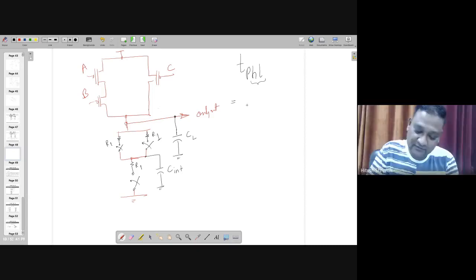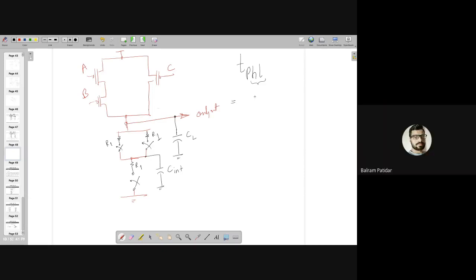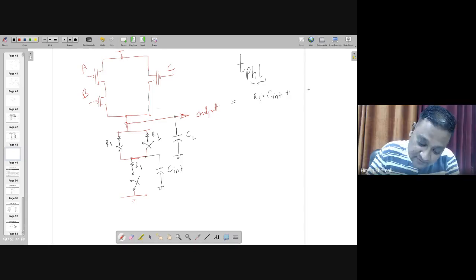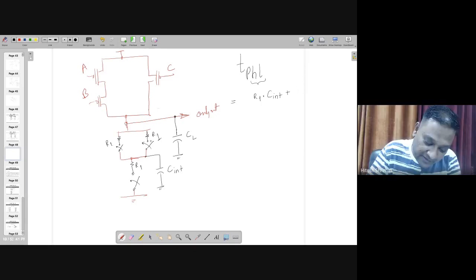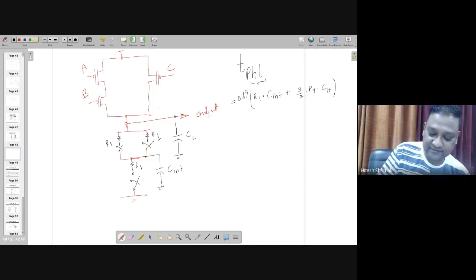Yes, please tell me. R1 C input. R1, okay. C int, okay. Plus R equivalent will be 3 by 2 R1, CL. You can make it equivalent: this is R1 by 2 plus 3 by 2 R1 CL, multiplied by 0.69. This is called Elmore delay. We are calculating Elmore delay.